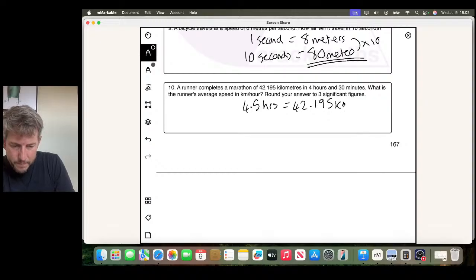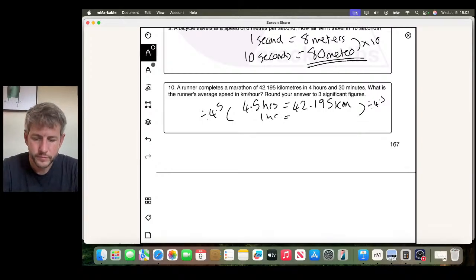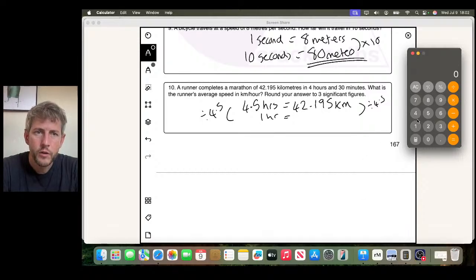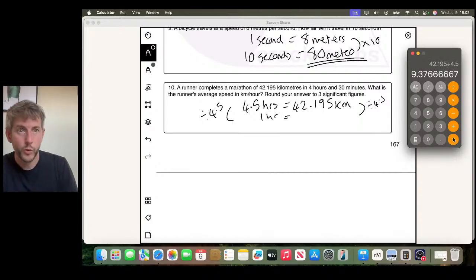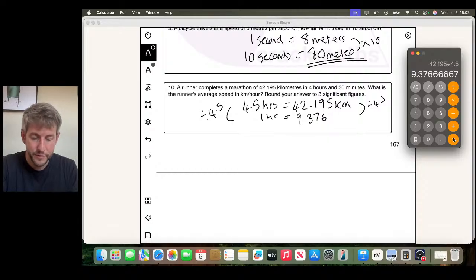42.195 km. I want to get to 1 hour, so I've got to divide by 4.5. So I've got to divide this by 4.5 as well. So 1 hour equals this divided by 4.5. So let's just do that. 42.195 divided by 4.5 equals 9.376. Okay, they want our answer to 3 significant figures, and that's kilometers by the way.